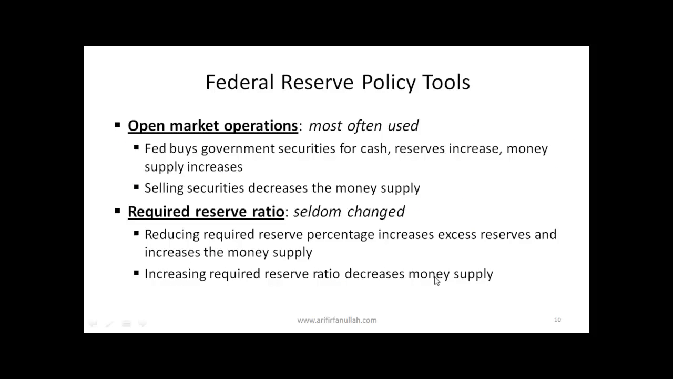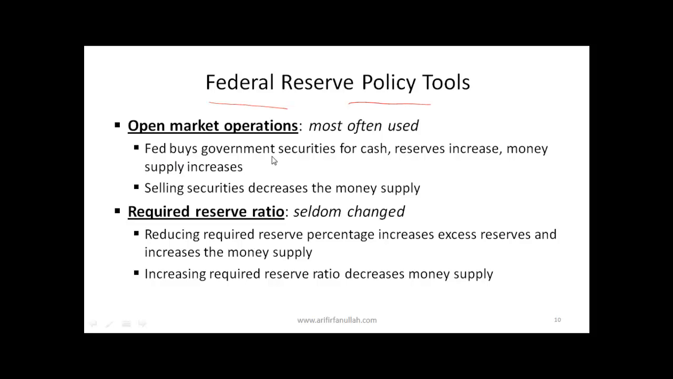Okay. The next point is, what are the policy tools used by the central bank? Broadly speaking, there are three, two of which are listed over here. The one that is used most often is open market operations. And again, you will see this over and over in the financial press. What's the open market operation? Open market operation is where the central bank either buys or sells treasury bills, government bonds, government securities.